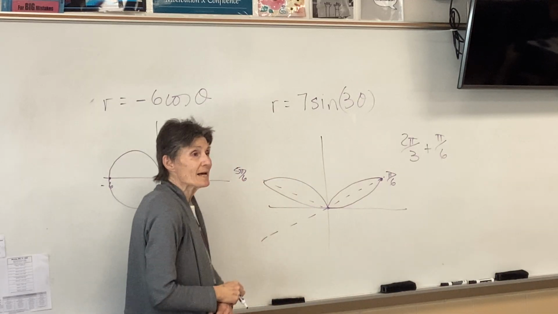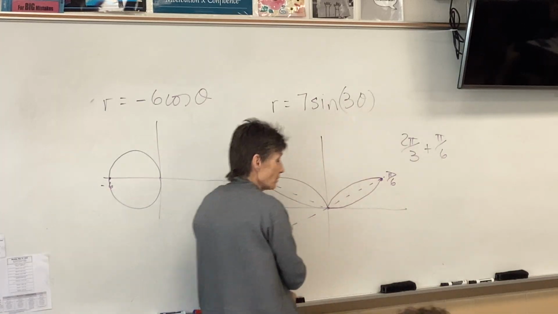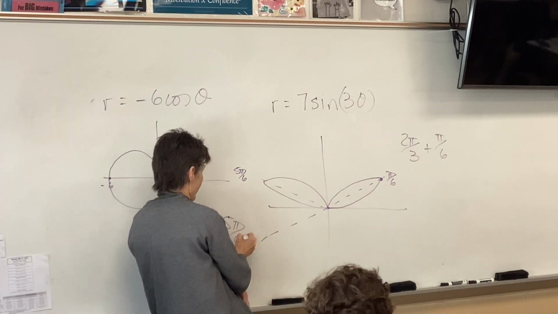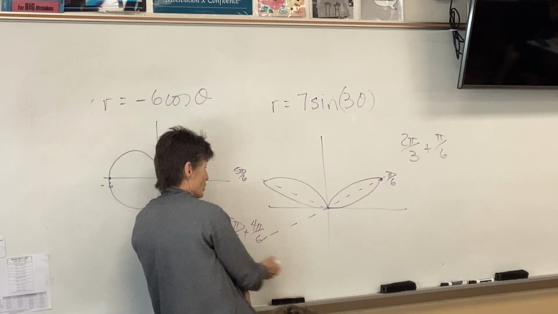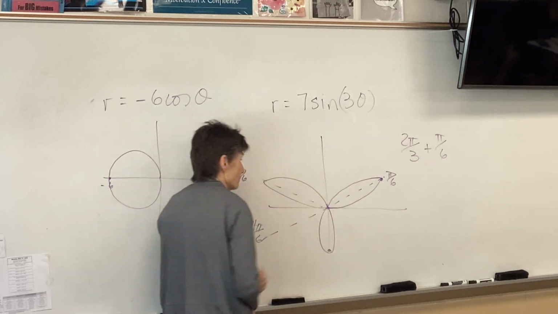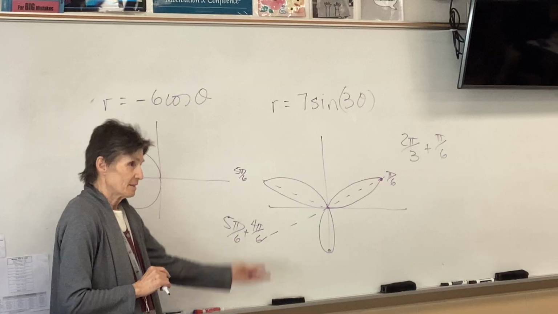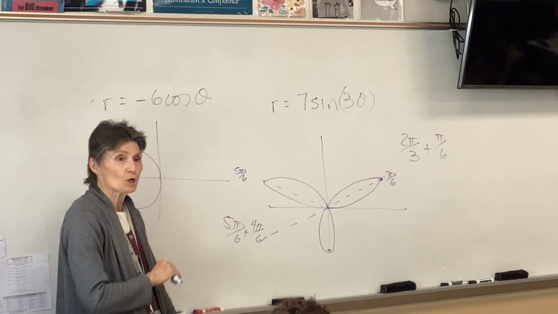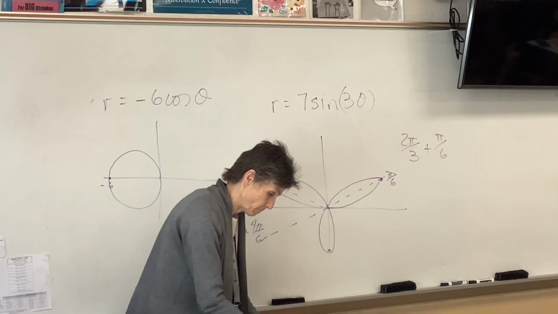And where is the last one? 2 pi over 3 later, which is 3 pi over 2. Now, freehand drawing, but there it is, just based on what we have observed.